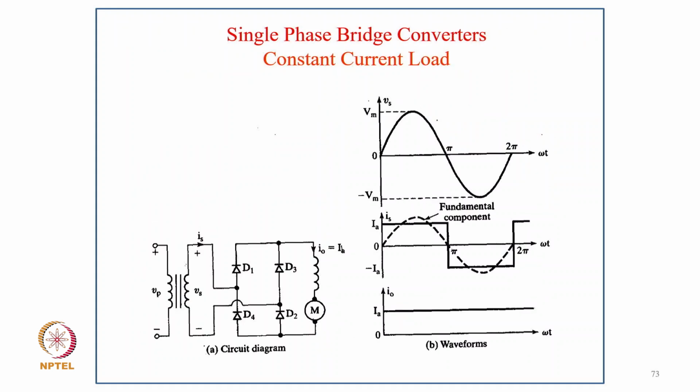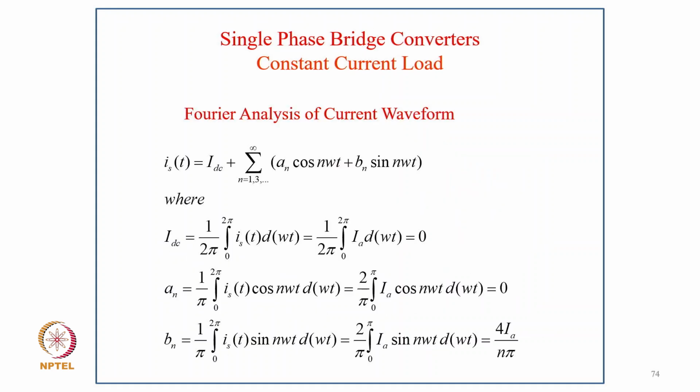So now coming to single phase bridge converter with constant load current and with a very high inductive load, maybe a DC motor with a large inductor or large RL load. So here you can see how the supply current is typically a square wave and fundamentally in phase with the supply voltage, and you can see the load current is constant. Now coming to Fourier analysis of this current waveform.